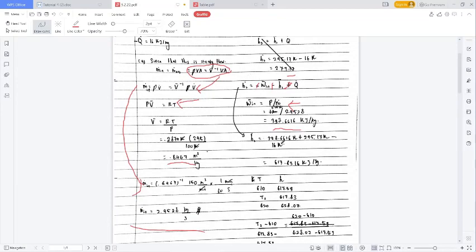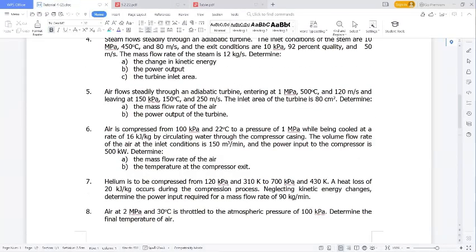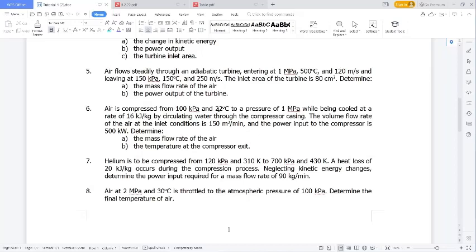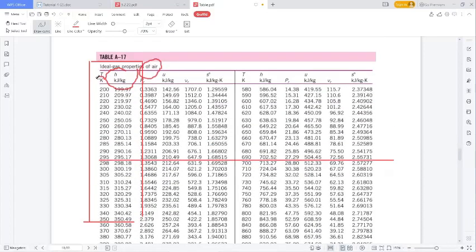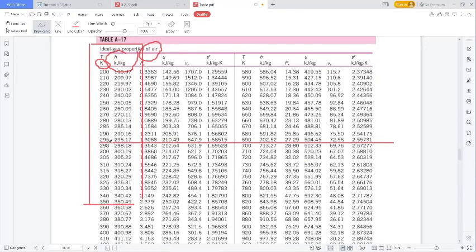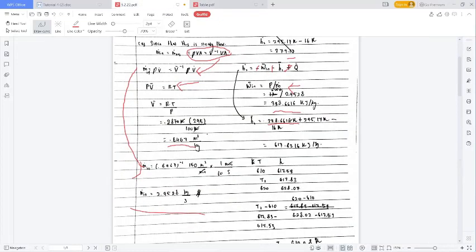So enthalpy 2 is equal to 338.6616 plus the value for enthalpy 1. I'm getting it from table A17. Since it is stated at the inlet, the temperature of the air will be 22 degrees C. We need to change it into Kelvin, because this table is in Kelvin. We will get 295 K. At 295 K, the enthalpy will be 295.17. So that's where I'm getting this value.